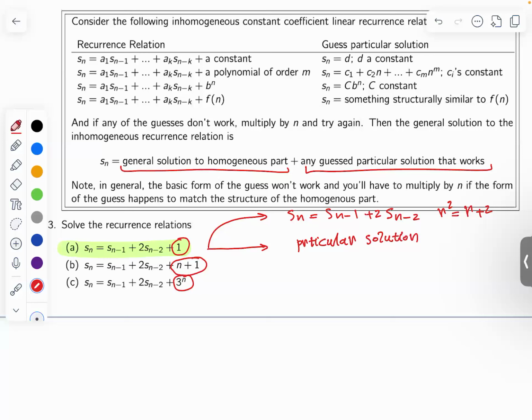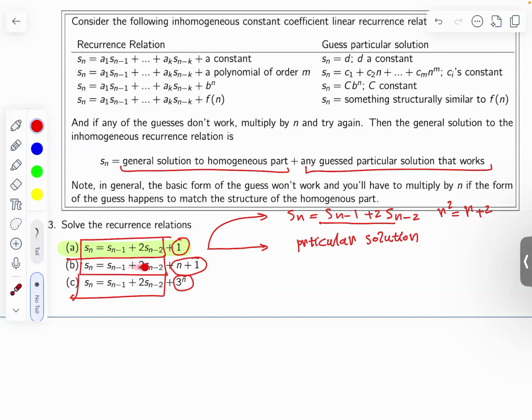Is there any ambiguity about this? Is there any question about this? Did you understand what I said? For the general solution, you will solve firstly this homogeneous part. Ignore this part. So ignore this part. Okay?